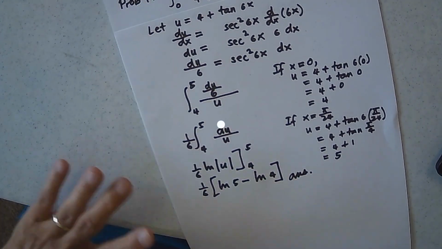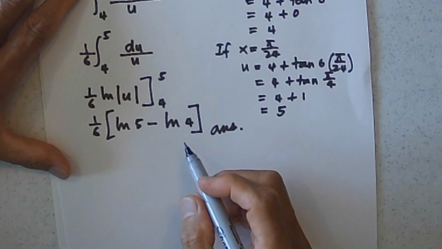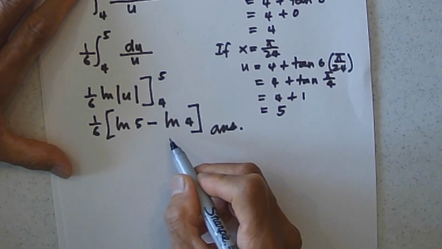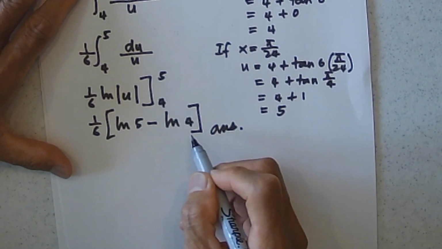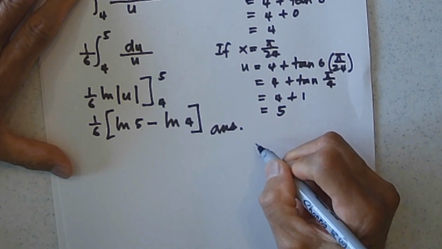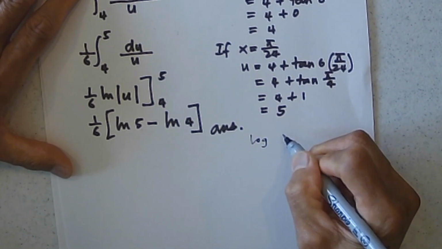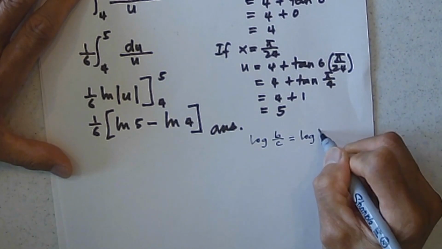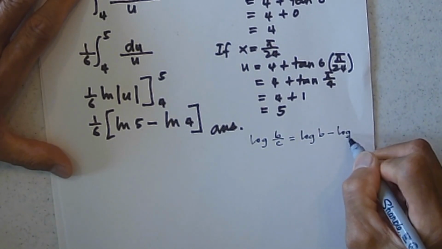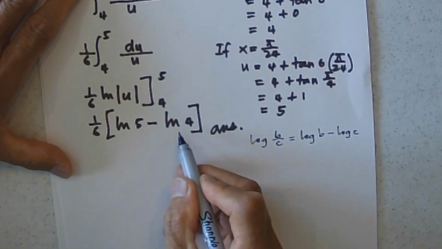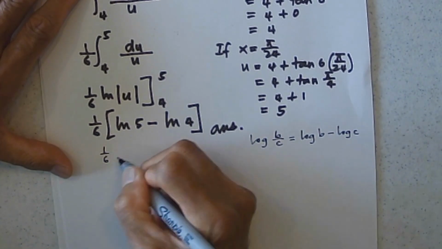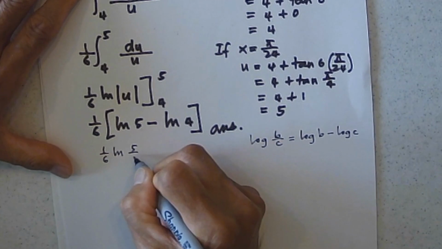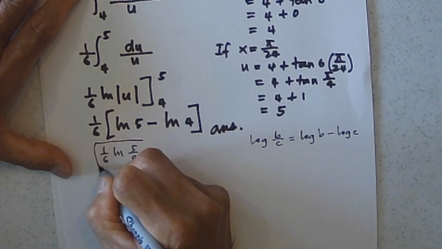Done. By the way, this can be written in another form using properties of logarithms. From college algebra, we learned that if you have logarithm of b over c, we can rewrite that as log of b minus log of c. And that is precisely what we have here. So I can write it as 1/6 ln of 5 over 4. That's another acceptable answer.